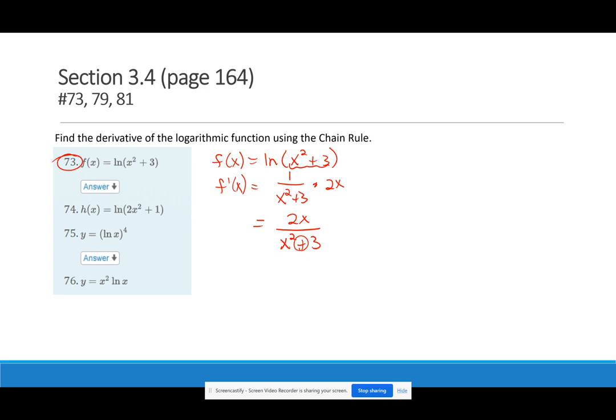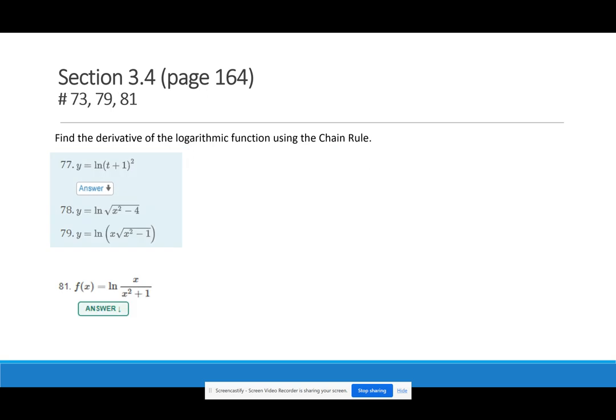All right, let's look at one more log one. Let's go ahead and just do 79. On this one, the original function is a log of something, and you have a product in there and some other stuff going on. So rather than trying to do 1 over all of that and then having to do the derivative of the inside, which would involve the product rule, you can use those log properties to separate this into the natural log of x plus the natural log of the square root of x squared minus 1.